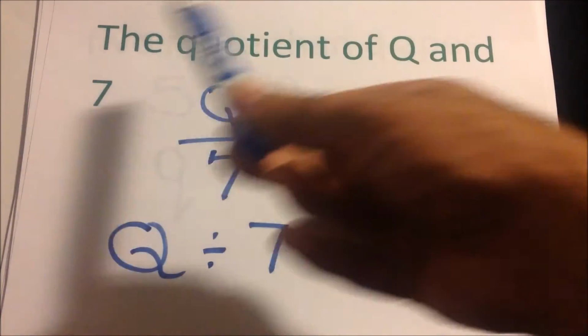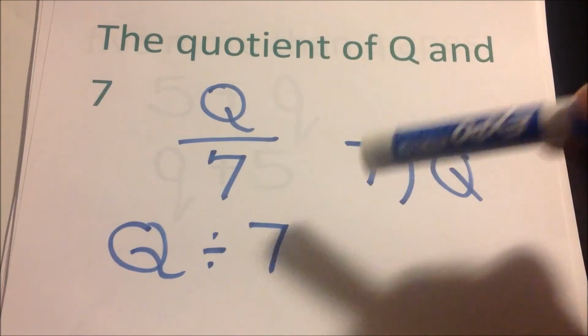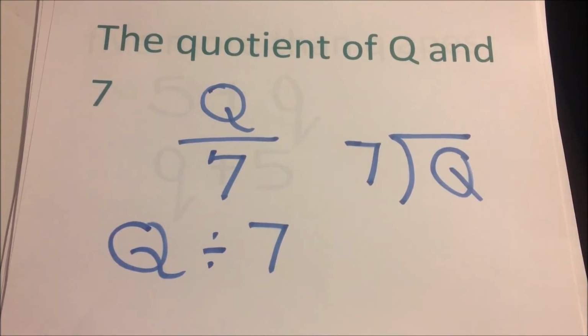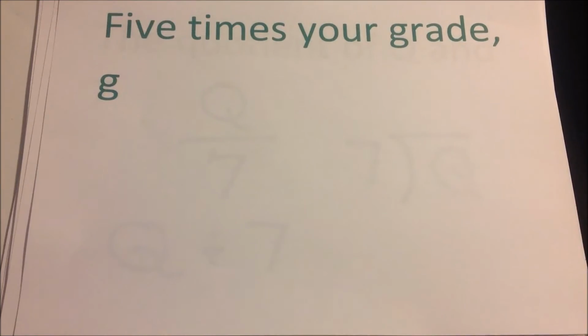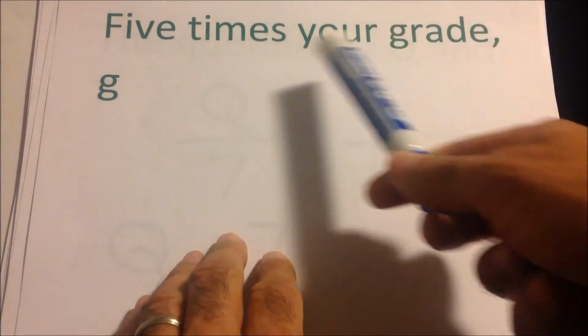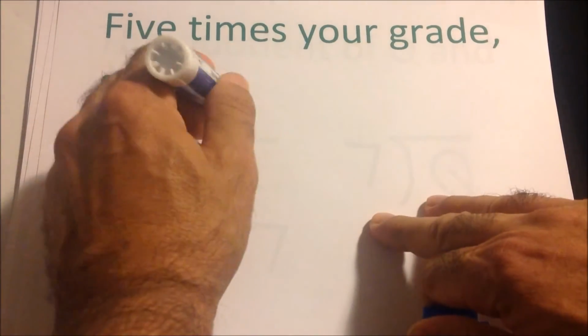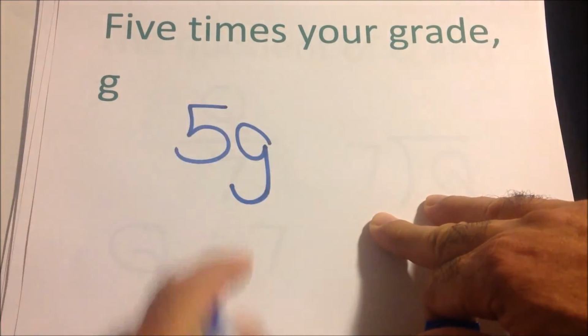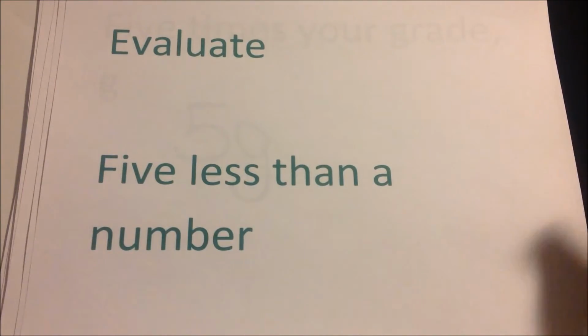So here we have an algebraic phrase, and we're writing it in math. So how would you do that? 5 times your grade, G. So it says 5 times your grade, and then it says G, so we have to use G. 5 times G, remember? A number next to a letter means multiplication. That's how you would do it. Now again, expressions we don't solve unless you hear the word or see the word on the test, evaluate. Then we can solve it.